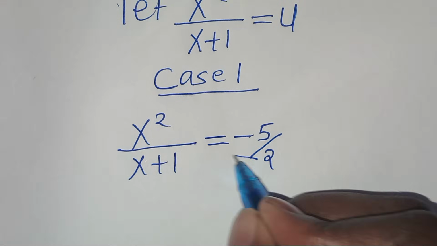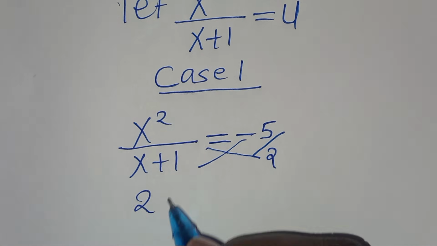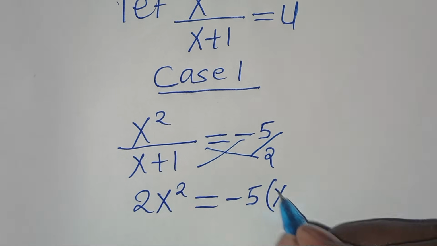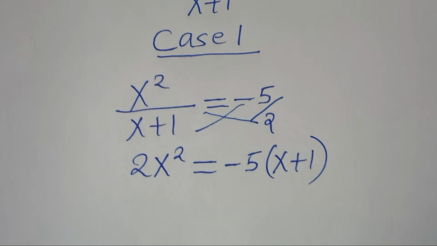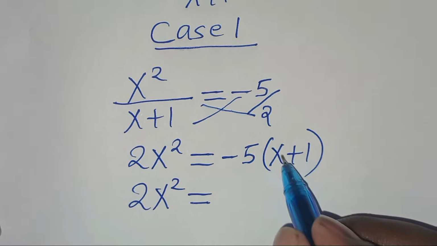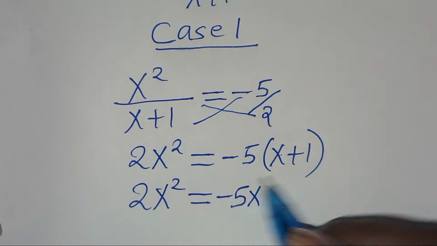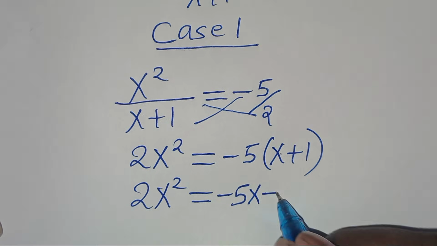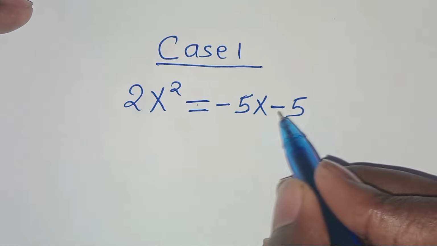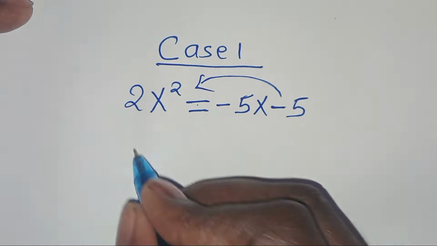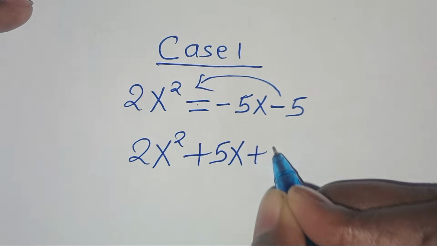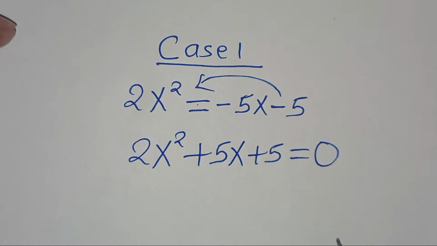Now, the first step here is to cross multiply, so that we have 2 times x squared equal to negative 5 multiplied by x plus 1. So this is 2x squared, equal to minus 5 times x, this is minus 5x, minus 5 times plus 1, this is minus 5. So let's take minus 5x minus 5 to the left hand side, so that we have 2x squared plus 5x plus 5. This is equal to 0.